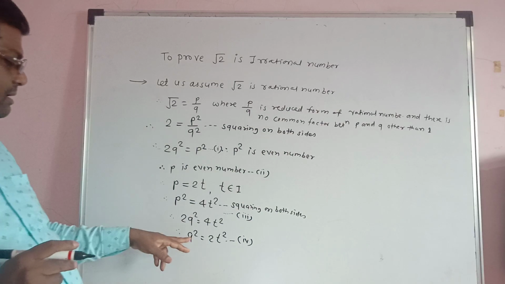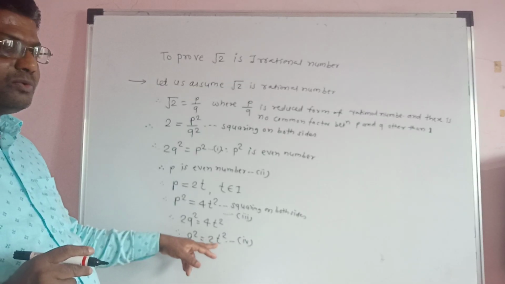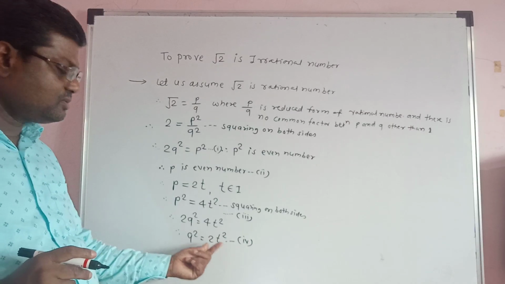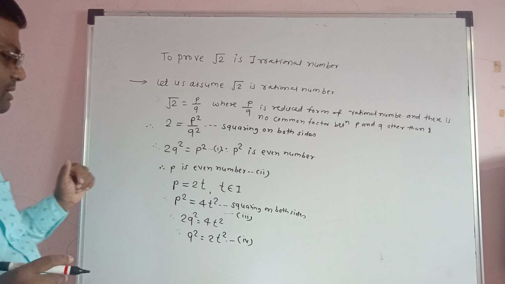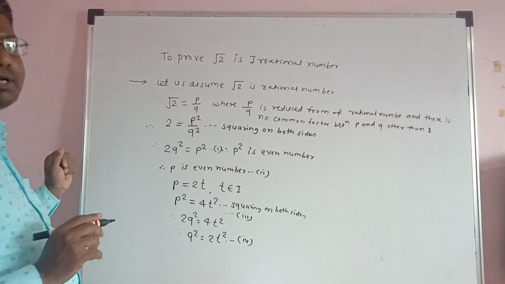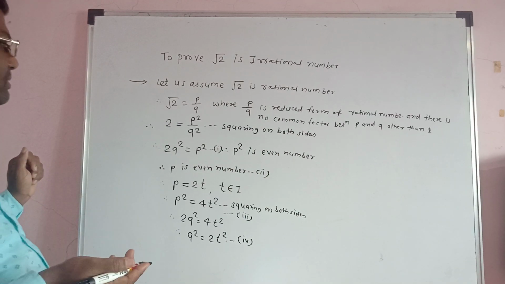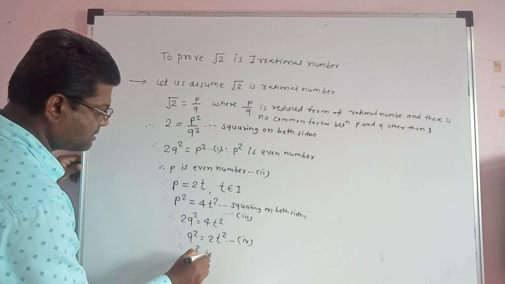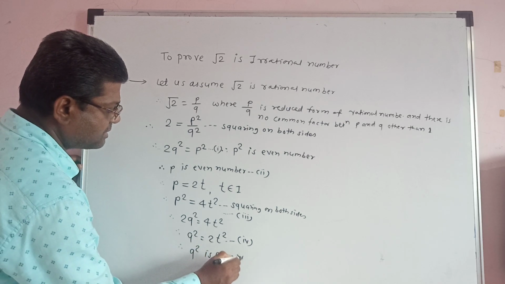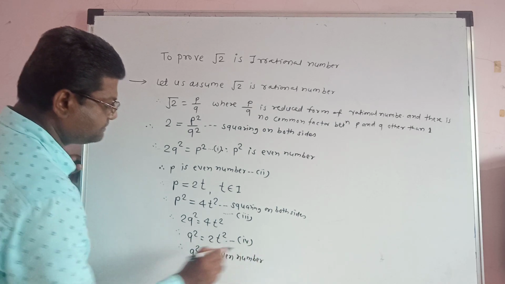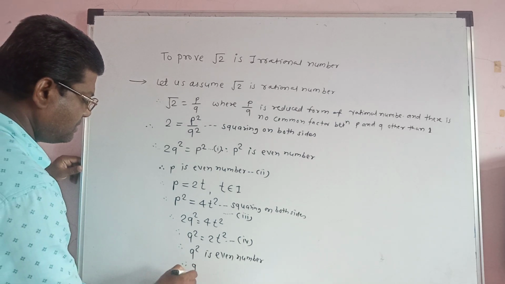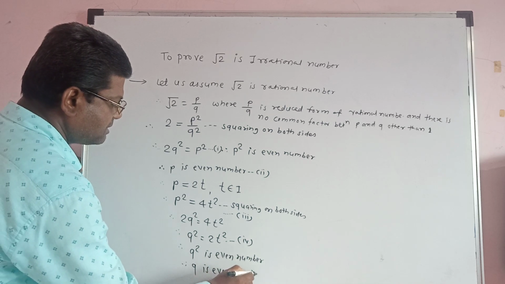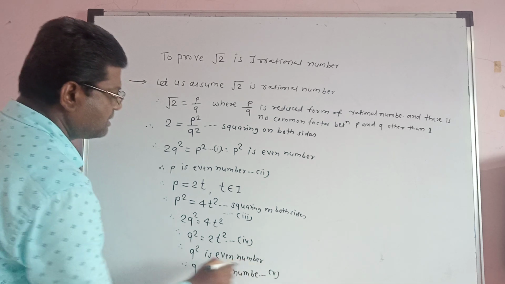Now q square is equal to 2 into t square. As t square is multiplied by 2, then 2t square is an even number. Any number multiplied by 2 is always an even number. Therefore, we write q square is an even number. Therefore, q is an even number. This is equation number 5.